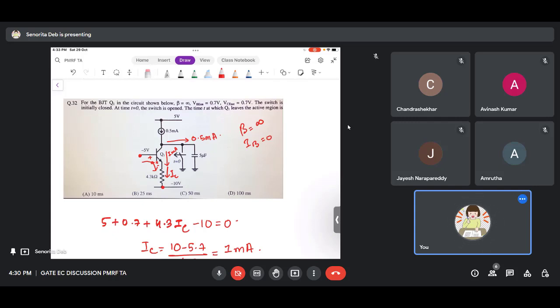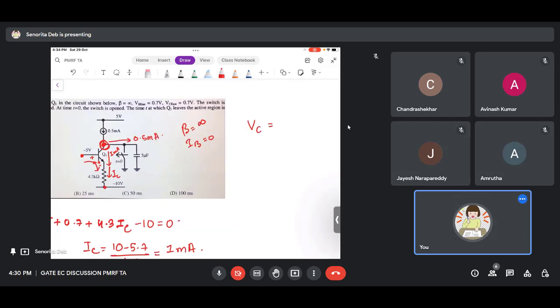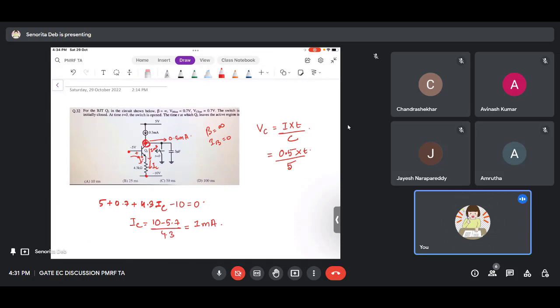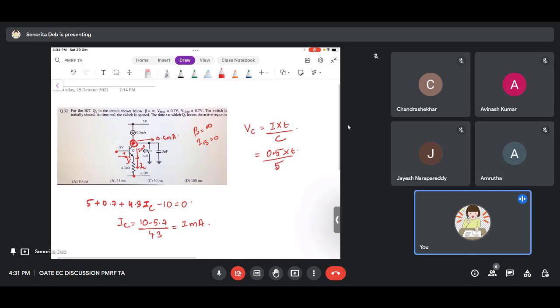Right? So basic question. They have asked the time t at which Q1 leaves the active region. So Q1 will leave the active region when the voltage here will change, right? What will happen? Cv equals to Q, right? So VC is I into T upon C, right? So what you are getting, 0.5 by 5 into T. Something is wrong, right? No, it's fine. Did I do any mistake here? It's correct, I think, right?